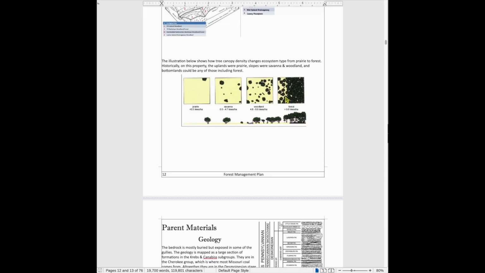Here's a diagram that shows how these ecosystems vary across the landscape. A prairie is a grassland with wildflowers and very few, if any, trees. A savanna is a grassland with scattered trees in it. So think about those images of Africa where you see big trees far off in the distance.